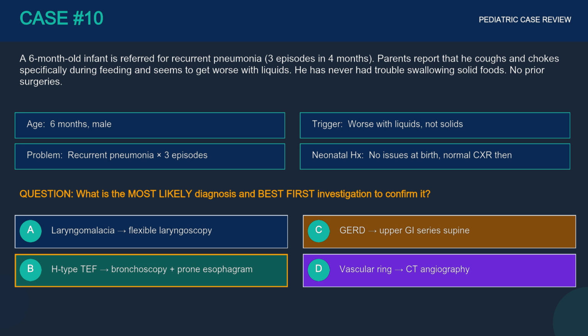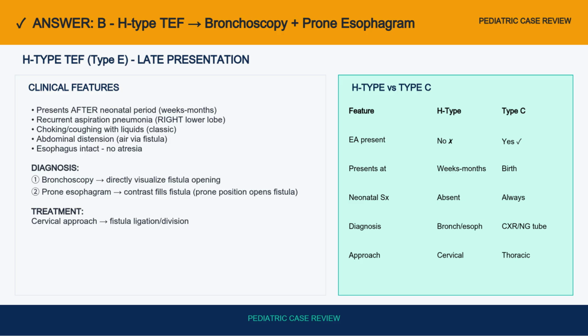Option A, laryngomalacia, confirmed by flexible laryngoscopy. Option B, H-type tracheoesophageal fistula, confirmed by bronchoscopy and peronesophagram. Option C, gastroesophageal reflux disease, confirmed by upper gastrointestinal series in the supine position. Option D, vascular ring, confirmed by computed tomography angiography. The correct answer is option B, H-type tracheoesophageal fistula, also called type E, diagnosed by bronchoscopy combined with a peronesophagram.